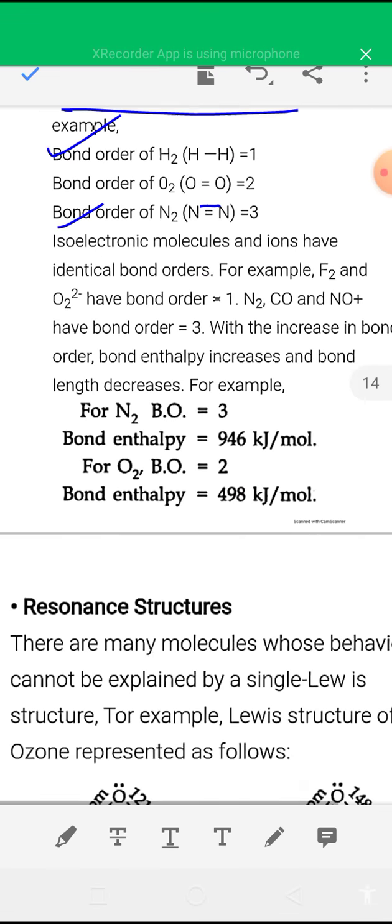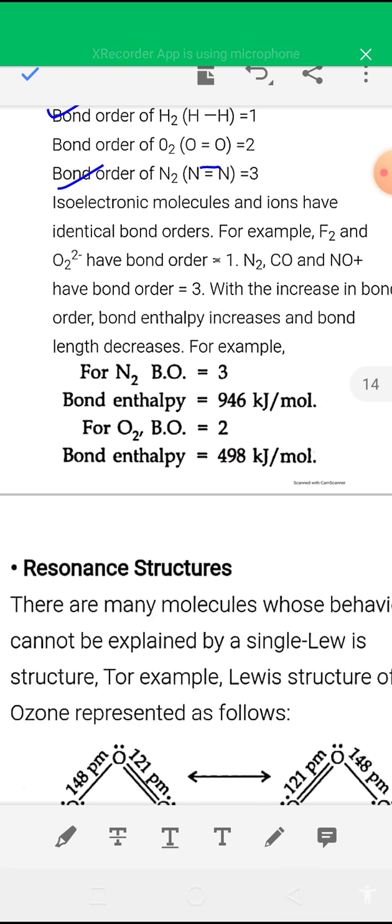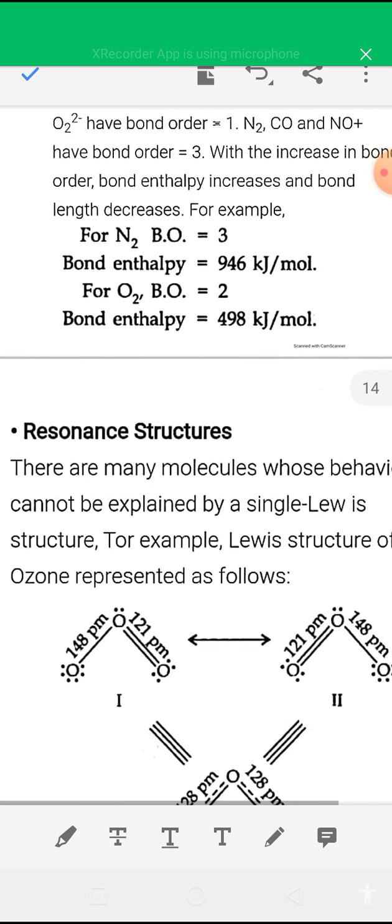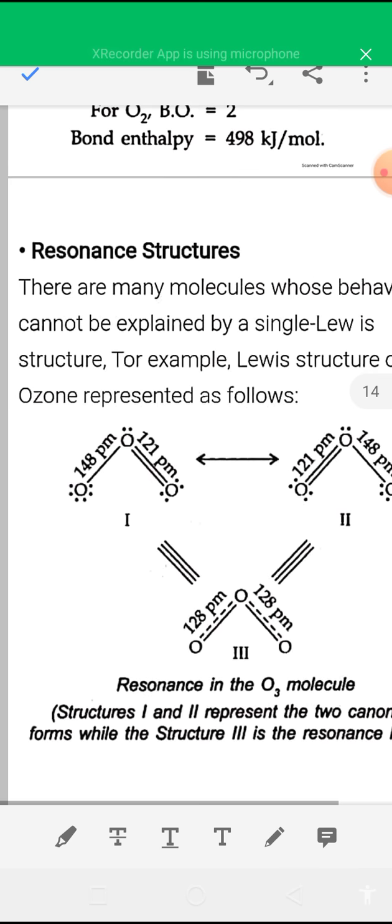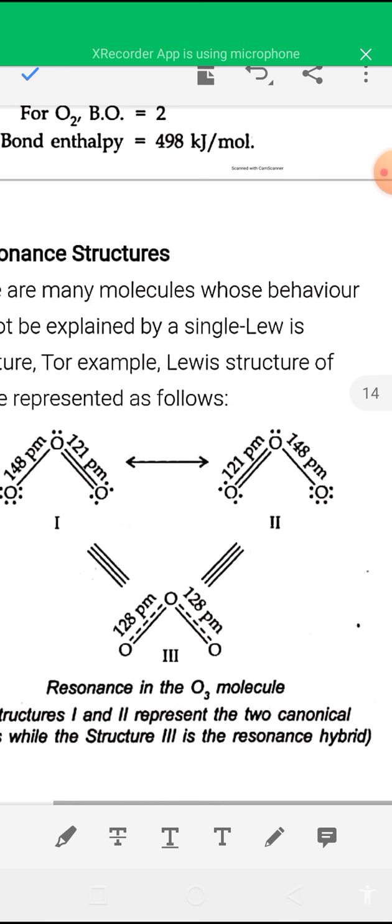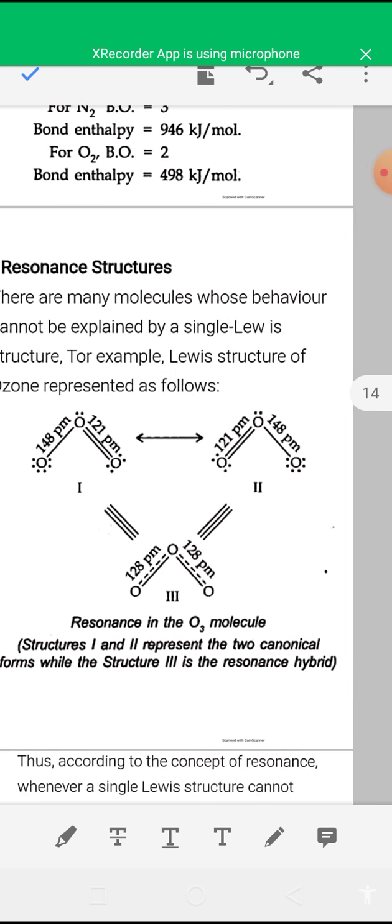So the higher the bond order, the greater will be the bond strength, the better will be the bond stability, and the higher will be the bond dissociation energy. Okay, so these are the bond parameters.